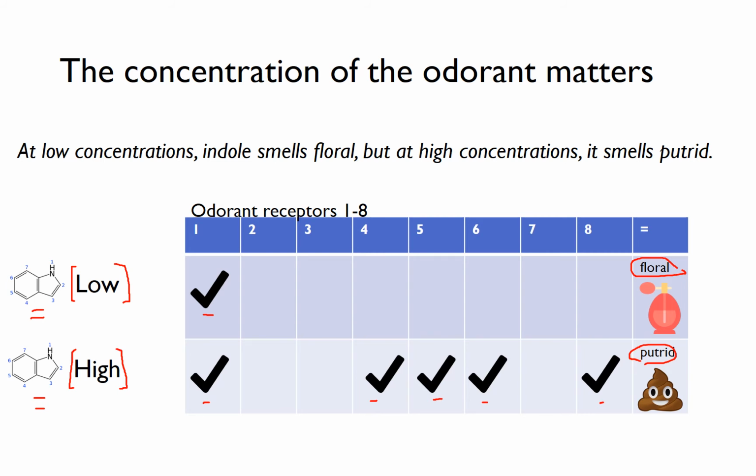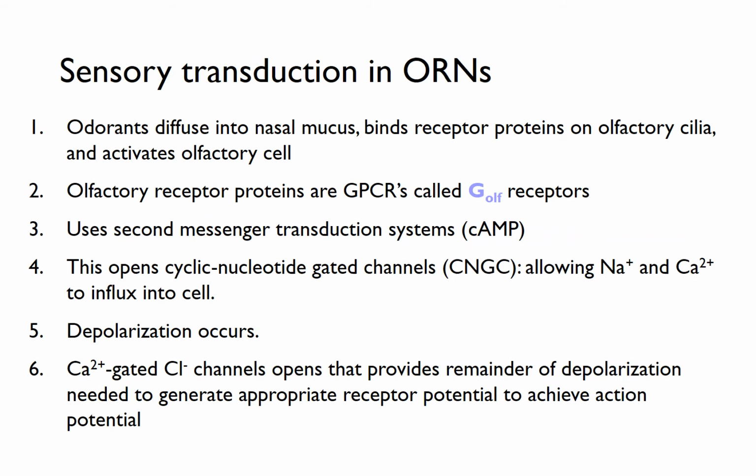350 different odorant receptors. So now let's talk about the sensory chemotransduction cascade in odorant receptor neurons. This is a very big picture view, and the next slide is going to show you a graphic that depicts all of this information. Step one, we have an odorant or chemical compound that diffuses into the nasal mucus, gains access to the receptor that it is going to bind, which are expressed on the cilia of the olfactory neuron, and then activates that olfactory neuron cell.